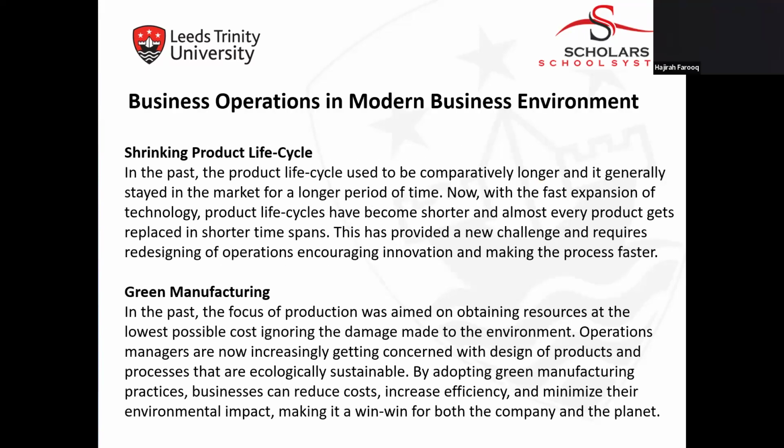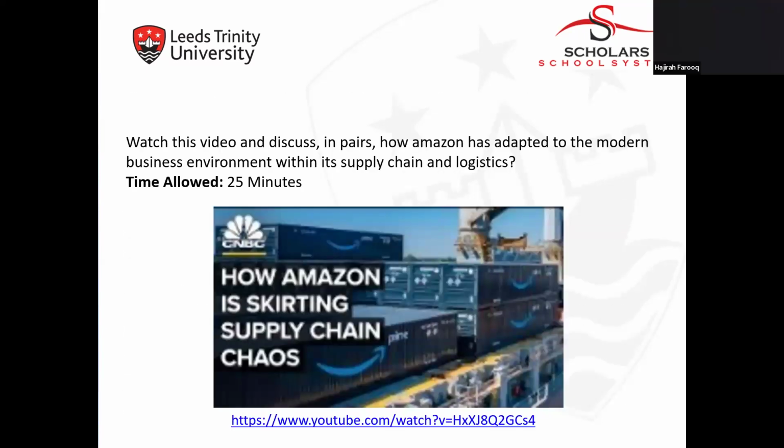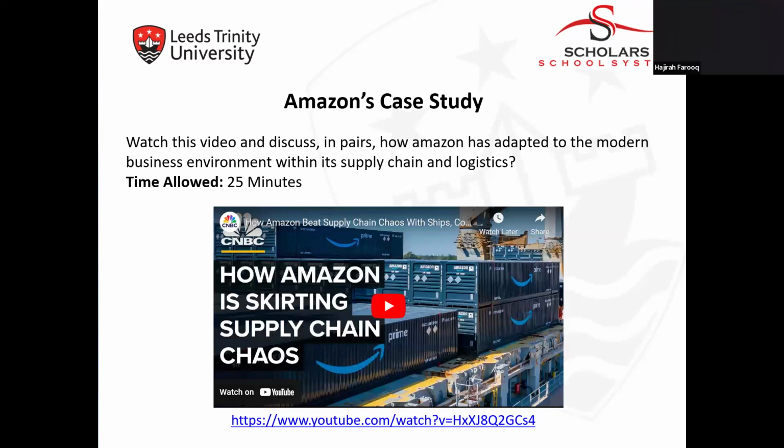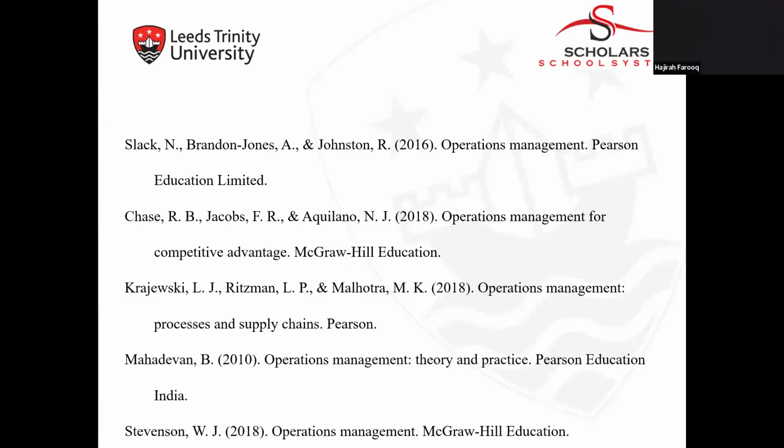And as you can see here, and then we watched this video about Amazon. It was basically a case study about Amazon. The students were supposed to make pairs and they were supposed to watch this video and discuss how Amazon has adapted to the modern business environment within its supply chain and logistics. That is all about the first 3 weeks of the module BMM 3003, Introduction to Business Operations and Management.